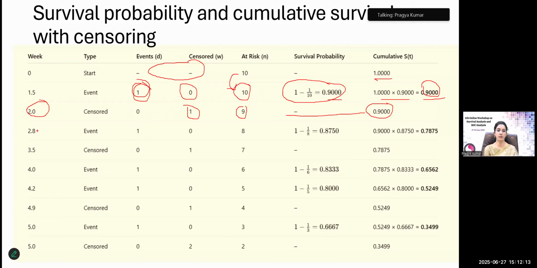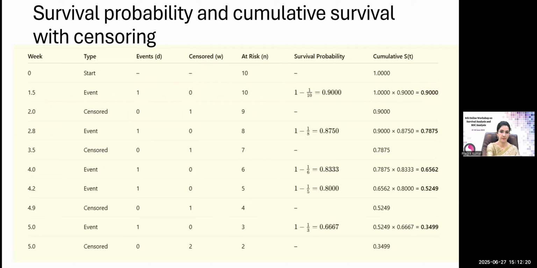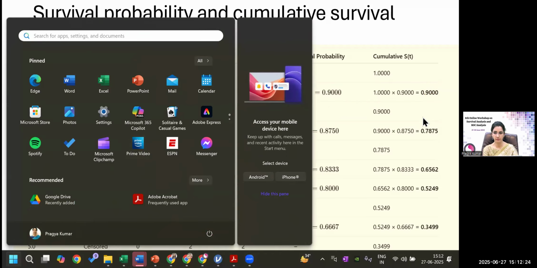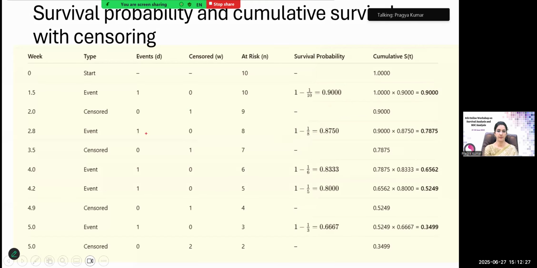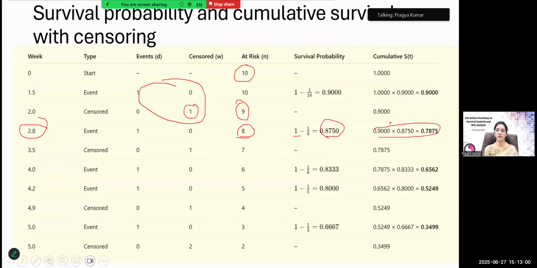Again, in the fourth one at 2.8 weeks, there was an event. So what will be the risk set at 2.8? How has this 8 come? From 9 you deduct 1, or from 10 you deduct these 2. In both cases it will be 8. So the risk set is 8. How do we calculate the survival probability? Your probability of event will be 1 by 8, so your survival probability will be 1 minus 1 by 8, which is 0.87, and your cumulative survival will be this multiplied with 0.9, so 0.78.